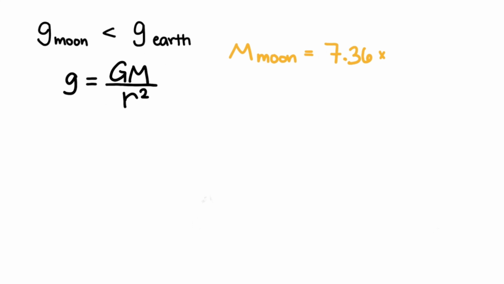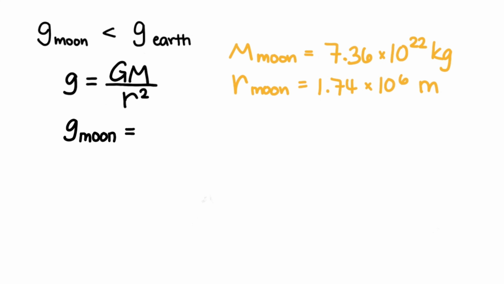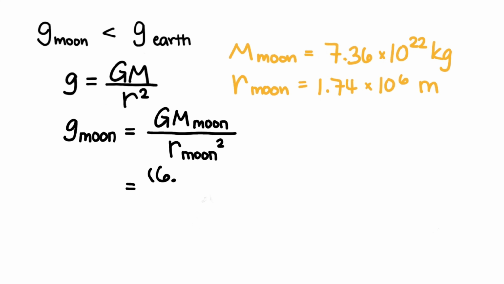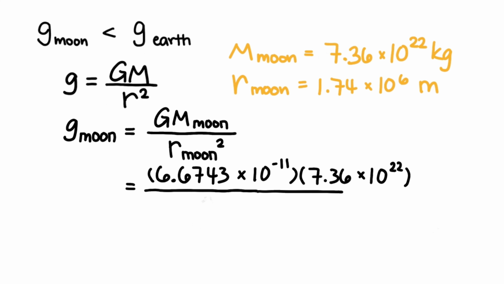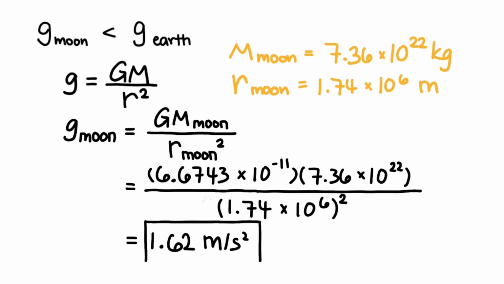Given that M moon equals 7.36 times 10 to the 22 kilograms and R moon equals 1.74 times 10 to the 6 meters, we can calculate g moon using big G times M moon over R moon squared. We plug in the numbers and we get the result of approximately 1.62 meters per second squared.